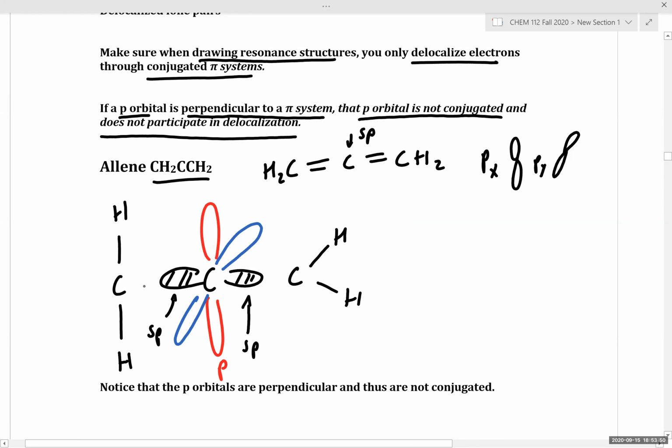Why am I drawing my hydrogens in such a weird way? Would anyone like to propose why I am drawing my hydrogens almost perpendicular to each other? What's so special about allene? What's pretty special about allene?